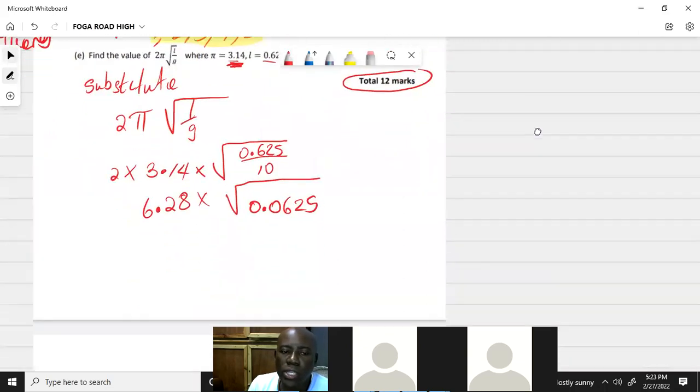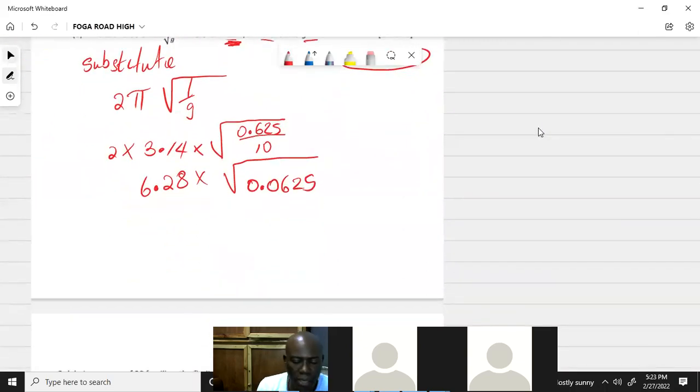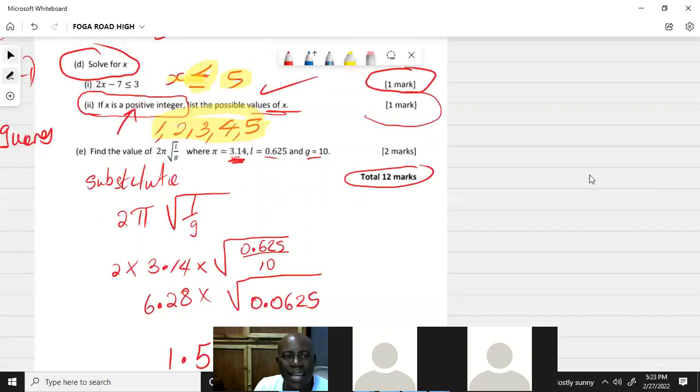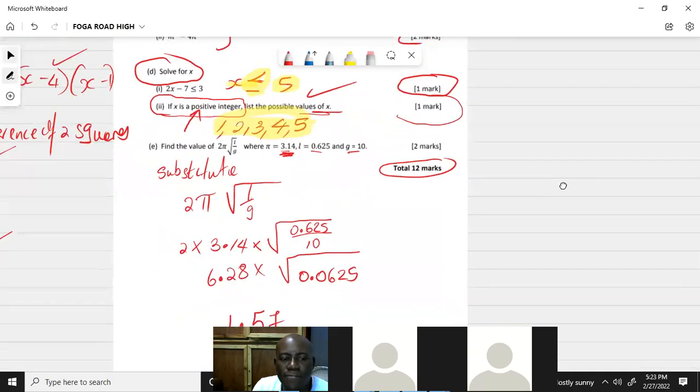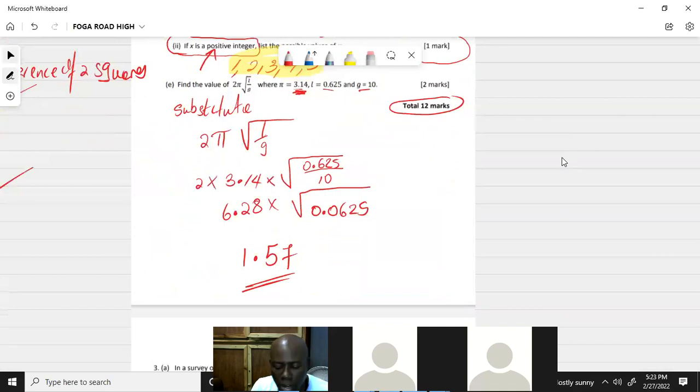Now, what we want to do is to carry out this final information. You can put all of this on your calculator. 6.28 times the square root of 0.0625, and you will get 1.57, and you're done. That is the answer. I trust that you guys are following and putting these things on your calculator, because remember, we are the maths, you know? So I'm expecting you all to work out your stuff as we go along.